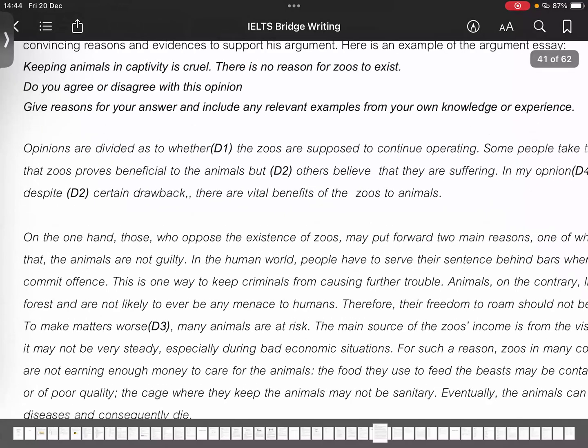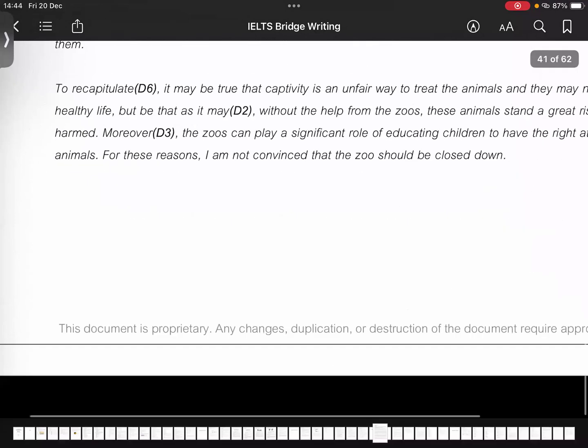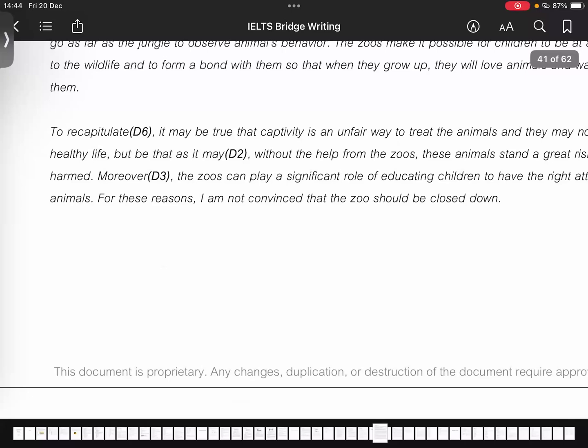Okay. So the previous thesis statement shows that zoos are still very important because they have benefits. And the statement here says that I'm not convinced that the zoo should be closed down. So they are aligned, right? Because zoos have so many benefits, I don't think that the zoo should be closed down. Okay, that's a confirmation of the thesis.